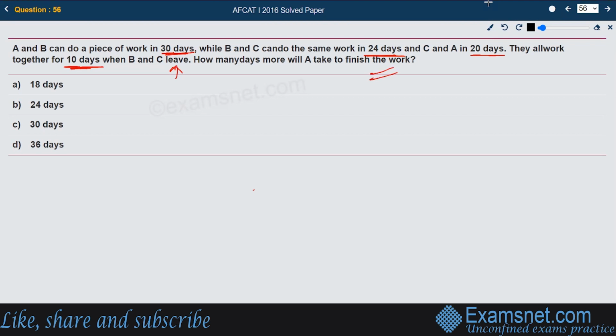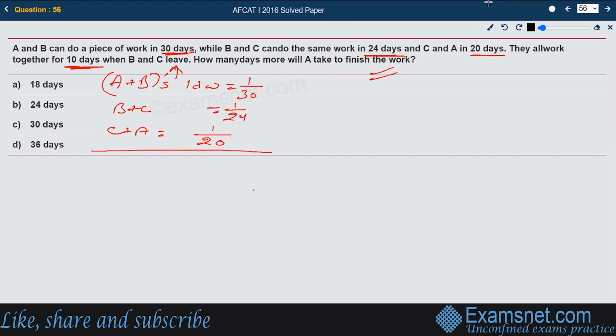Okay, so let us see. The first thing is A and B can do a piece of work in 30 days. So A plus B's total 1 day work is simply 1 by 30. Similarly, B and C can do it in 24 days, so B plus C's 1 day work is 1 by 24. C plus A can complete the work in 20 days, so the one day work of C plus A is going to be 1 by 20.